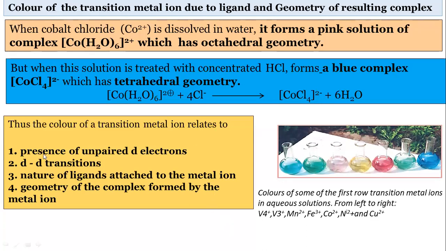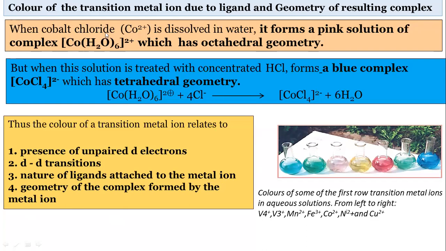So we discussed the presence of unpaired electrons. Unpaired electrons show colors. Also d-d transition means there is a splitting of the orbitals. Then we will discuss these 2 points: the nature of the ligands attached to the metal ion and the geometry of the complex. For these two, I will discuss one example.